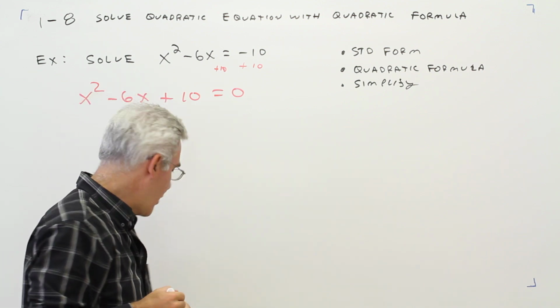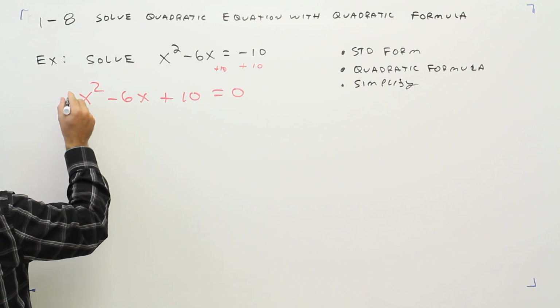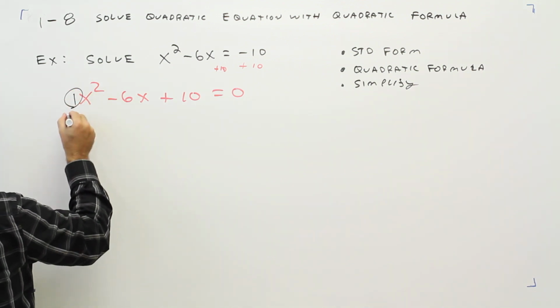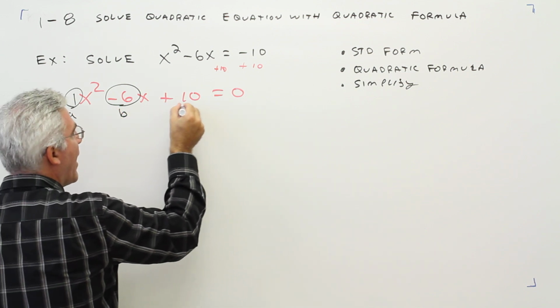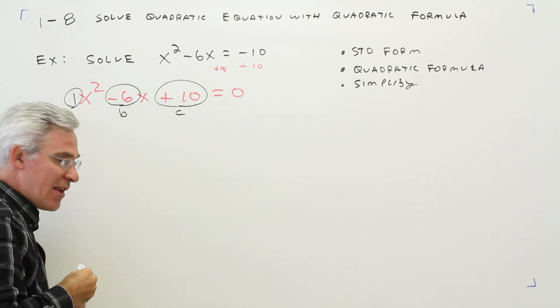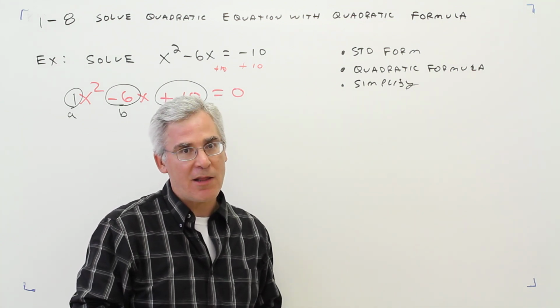The next step is to identify my coefficients. So there's no coefficient here. I can always input a 1. So that's my A value, that's my B value, and that's my C value. Notice how I circle the signs just to make sure I don't make any mistakes.